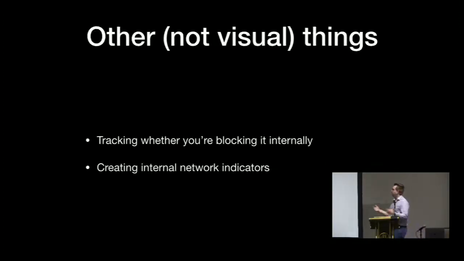And there's some non-visual things you can do too, right? You can start blocking these internally. You can start creating network indicators. Maybe you didn't catch the email getting delivered, but now you have a list of all the URLs that Emotet used today. And when you create a network indicator, you can head off an infection before it really happens.